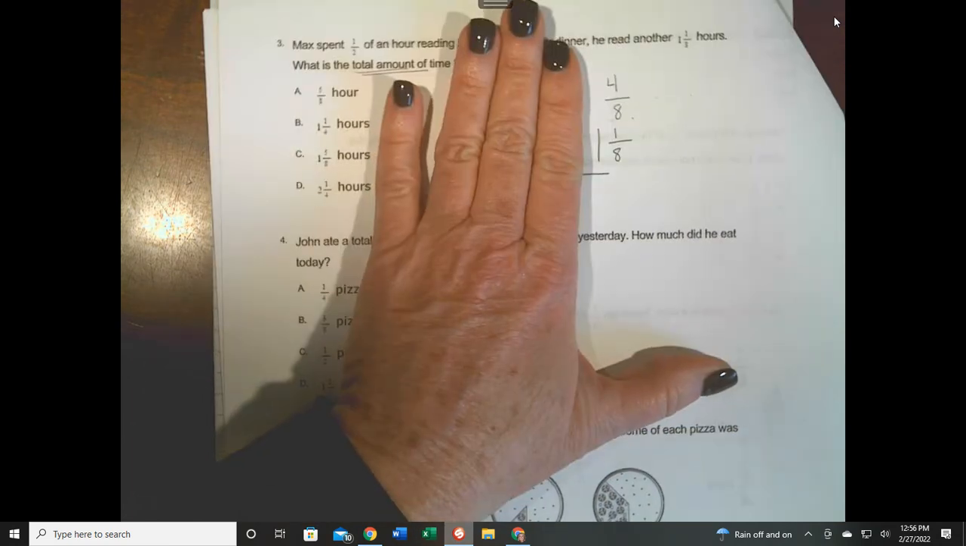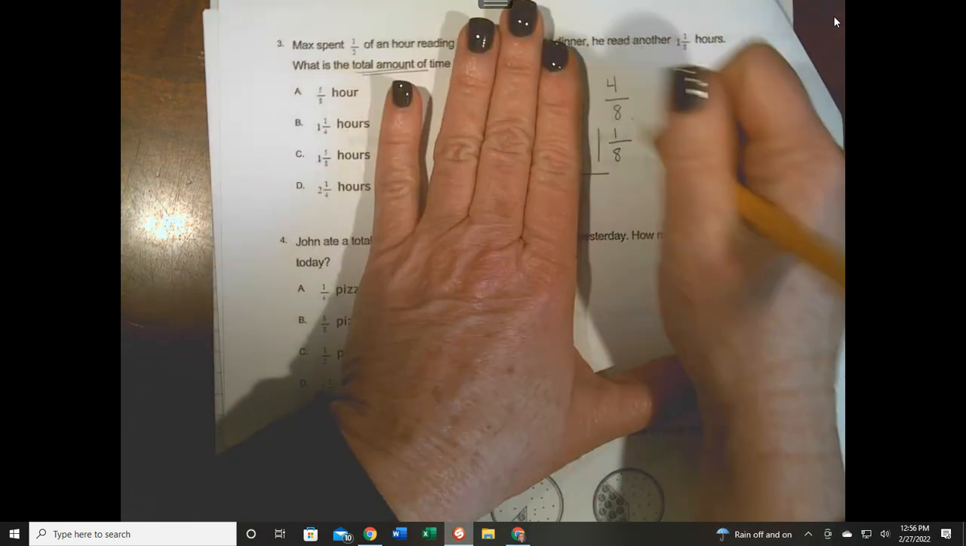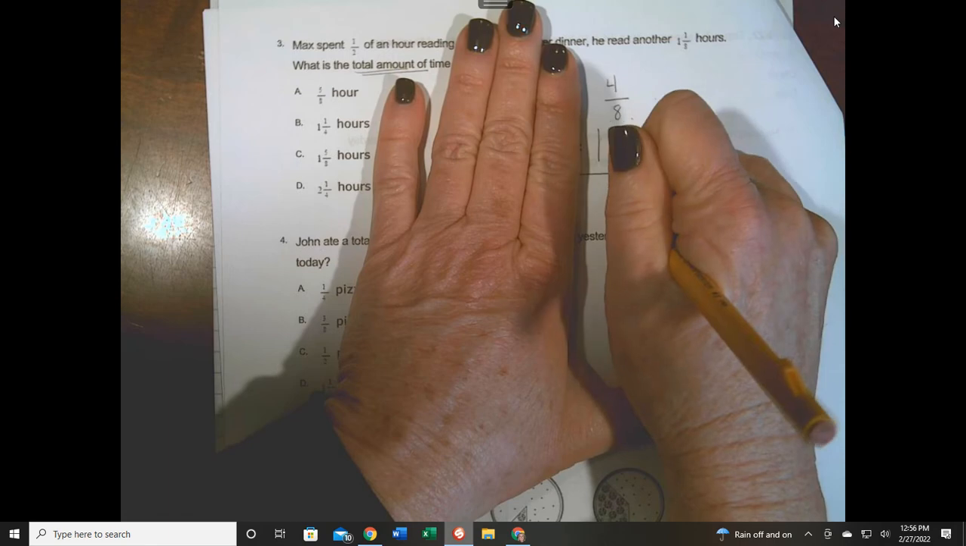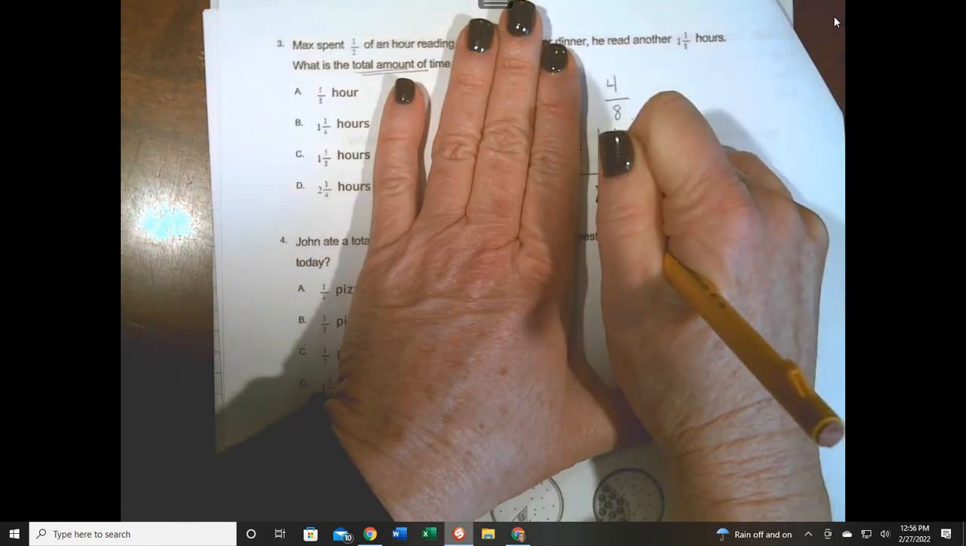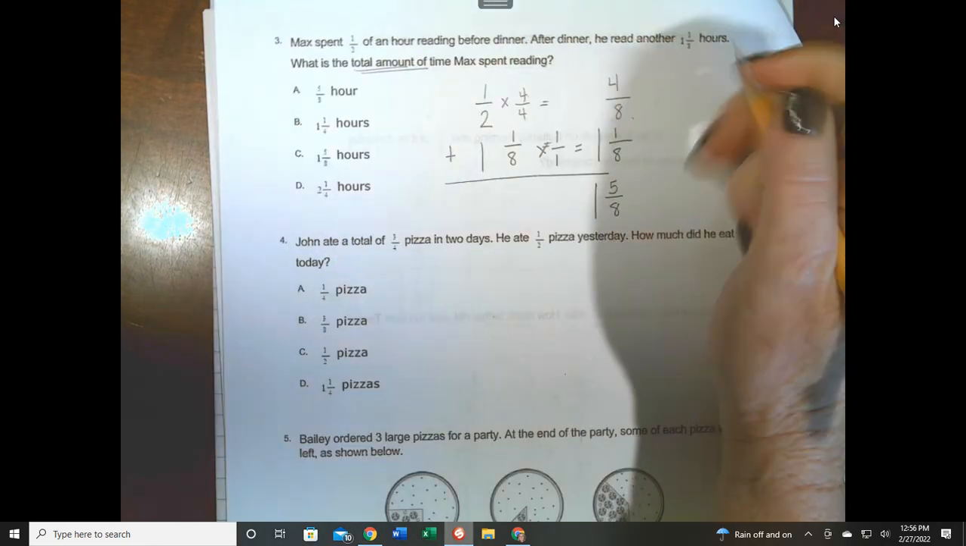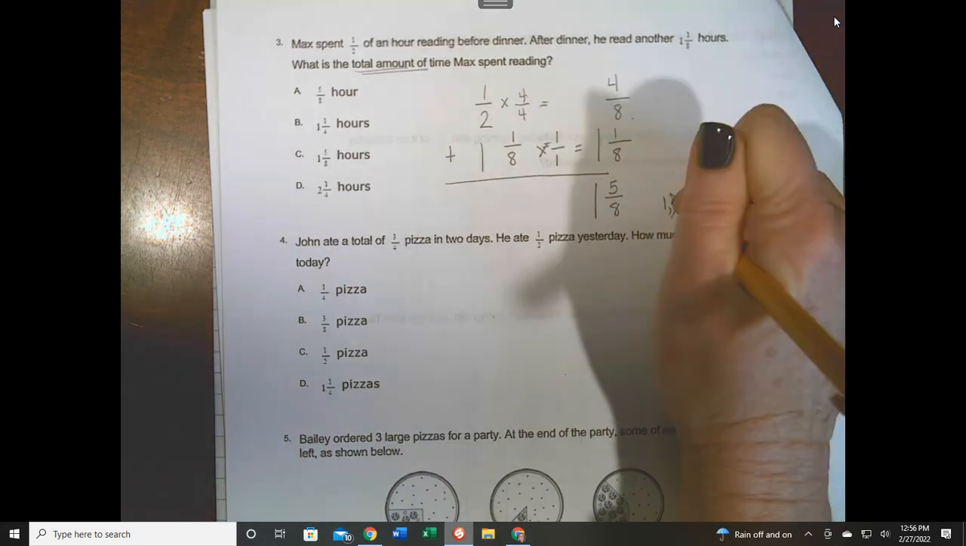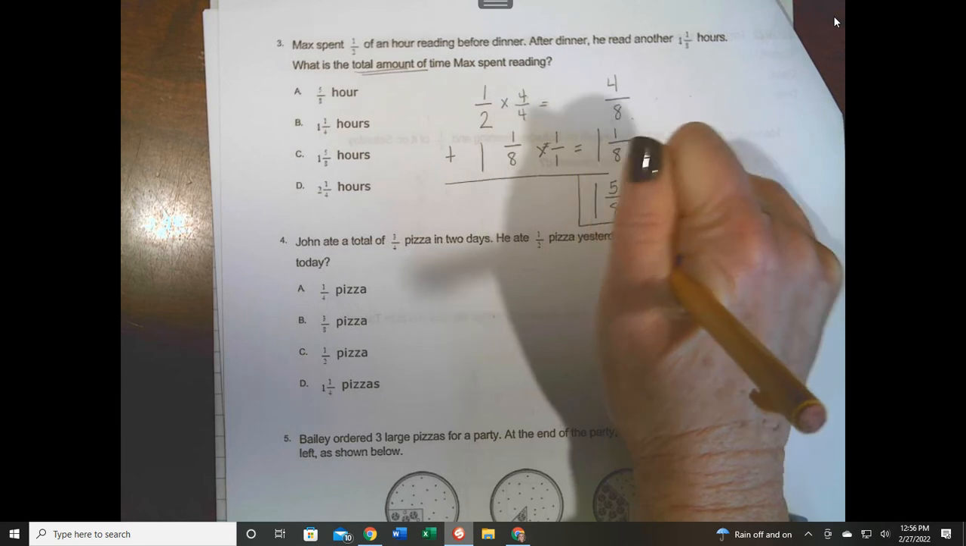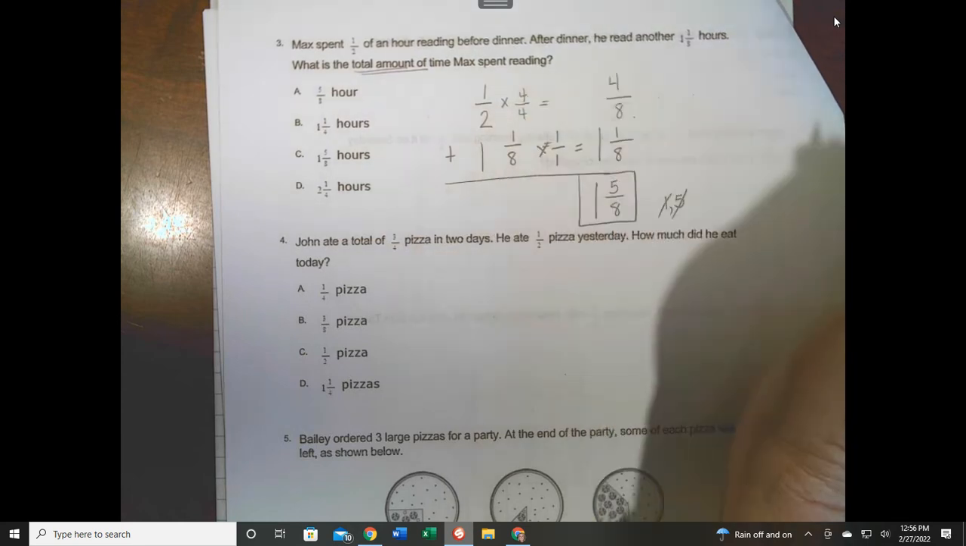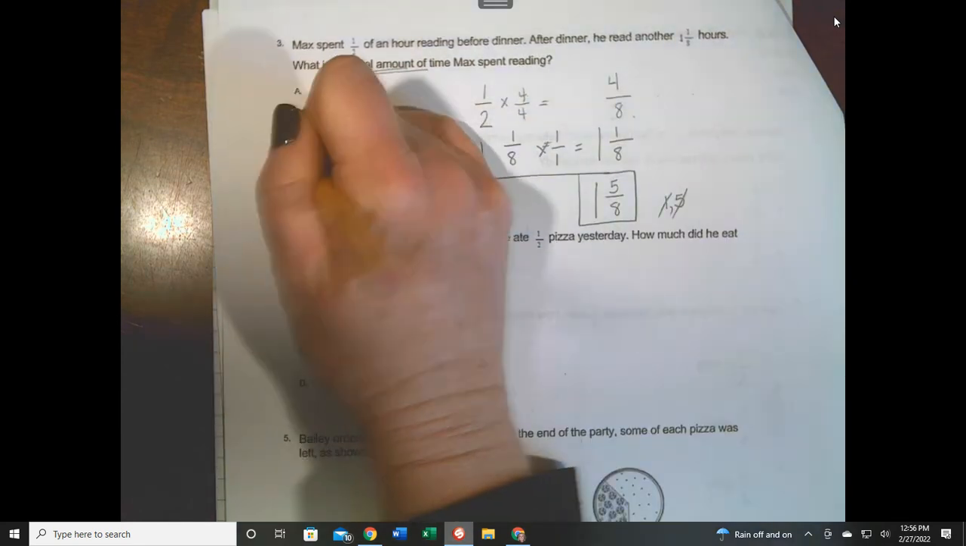Here are those like fractions and mixed numbers from 4th grade. 4/8 plus 1/8 is 5/8. You're going to add 1 plus nothing. You get 1 and 5/8. The only factors of 5 are 1 and 5. 5 is not a factor of 8. We wouldn't simplify or divide by 1. So 1 and 5/8, answer C.